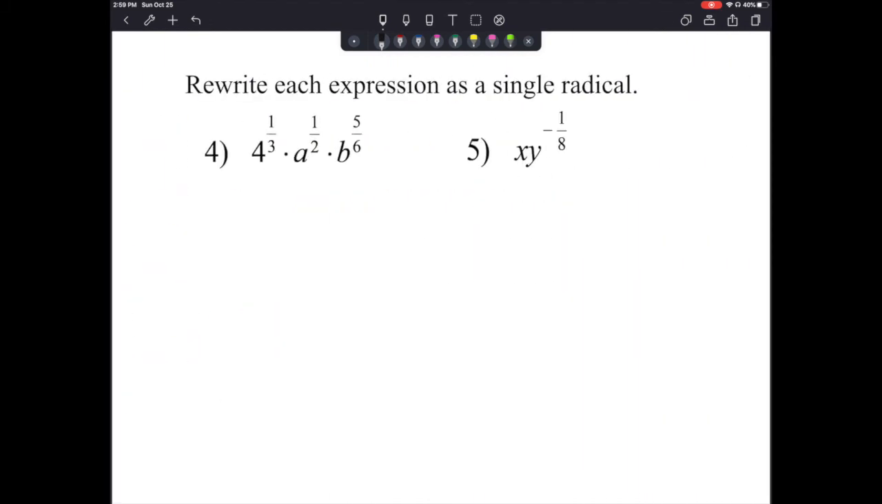Let's move on to another one. Rewrite each expression as a single radical again, so a couple more practice problems with this concept. I have 4 to the 1/3 times a to the 1/2 times b to the 5/6. These ones have different bases, so that's really important to notice. We've got a different base on each of these.